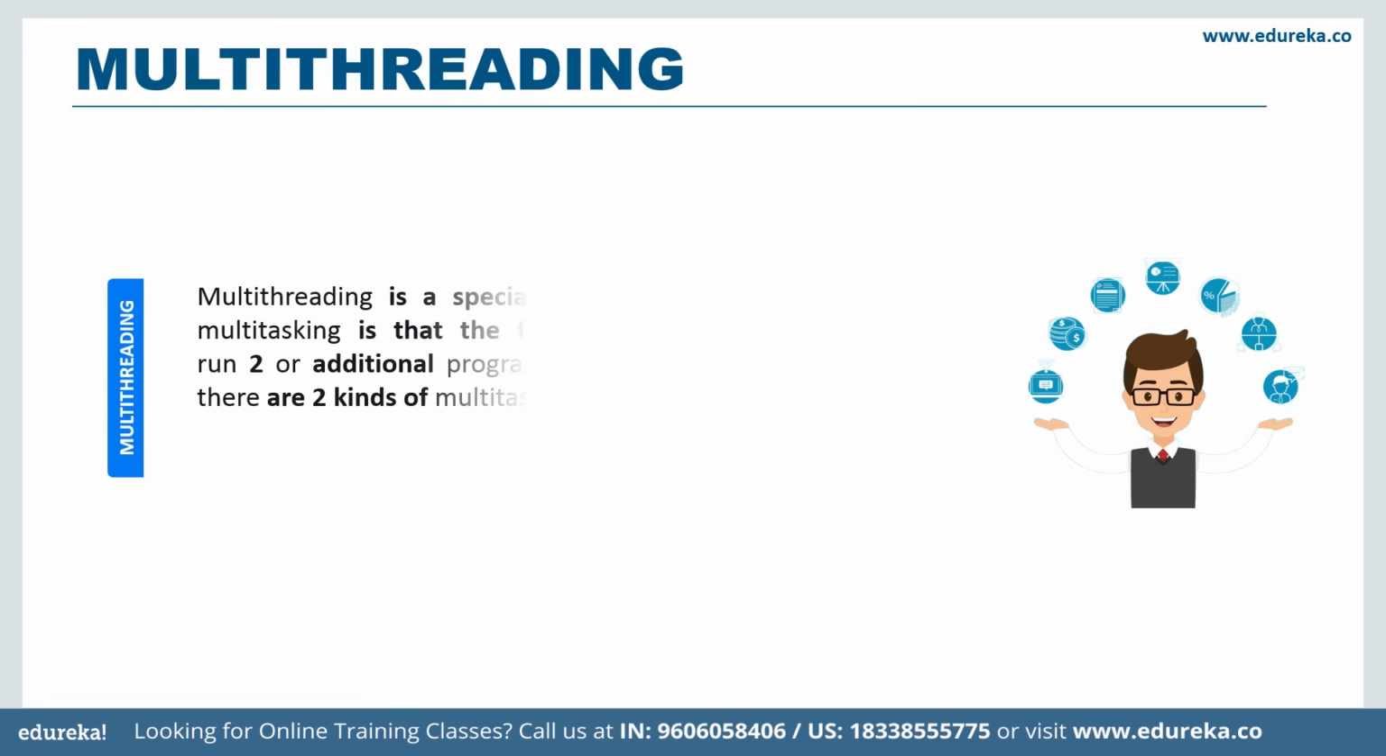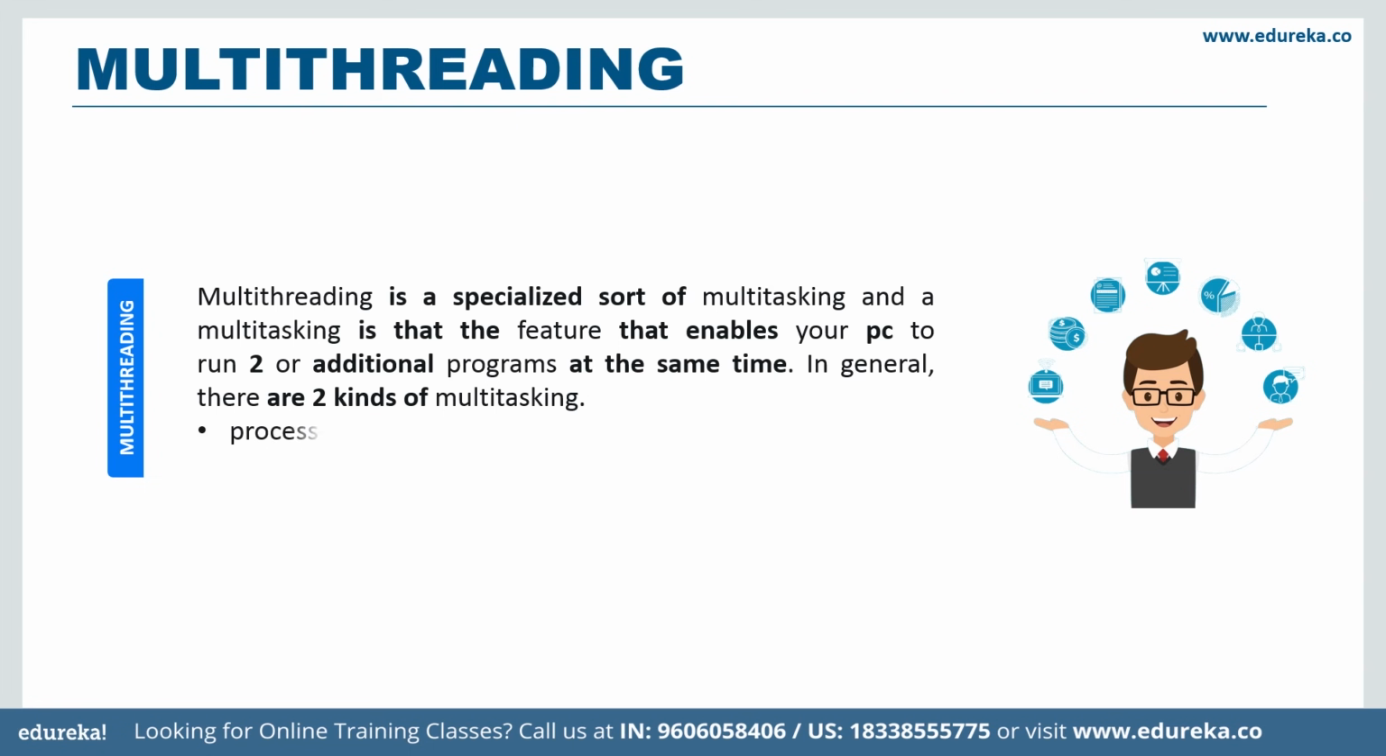Multithreading is a special sort of multitasking, and multitasking is that feature that enables your PC to run two or additional programs at the same time. In general, there are two kinds of multitasking. First one, process-based, and the second one is thread-based. Process-based multitasking handles the execution of programs. Thread-based multitasking deals with the execution of pieces of identical programs.